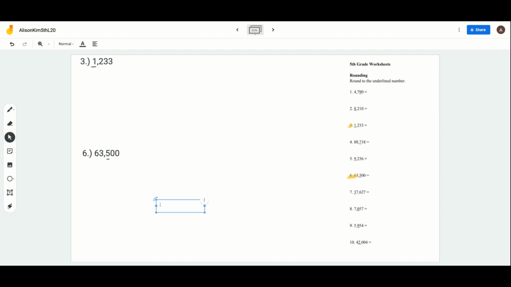So as I said in a previous video, when it's less than 5, then you round down. And if it's greater than 5, then you round up. So you need to keep that in mind. These are the rules that you have to remember for rounding.